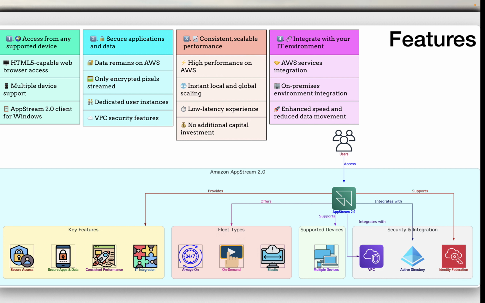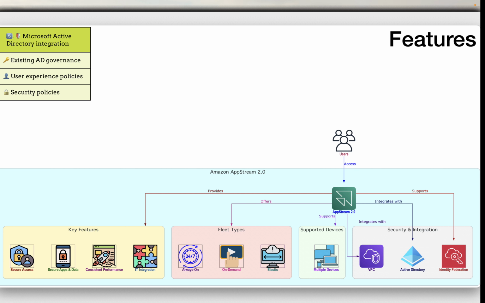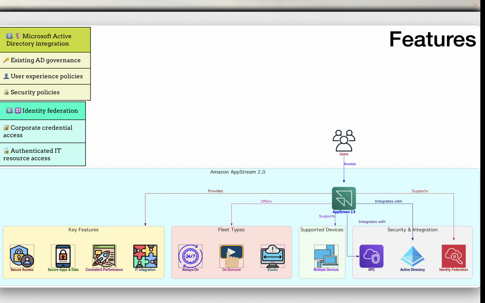Seamlessly integrates with existing AWS services and on-premises environments. Running applications inside a VPC allows users to access AWS data and resources, reducing data movement and enhancing speed. You can leverage existing Active Directory governance, user experience, and security policies with your streaming applications. It also enables users to access applications using corporate credentials and allows authenticated access to IT resources from AppStream applications.